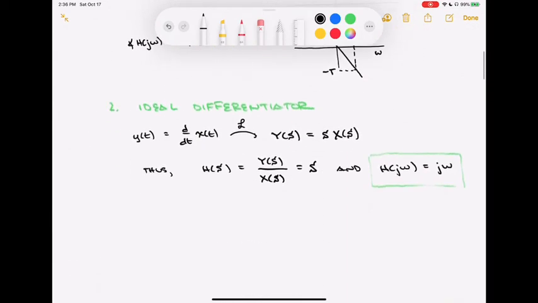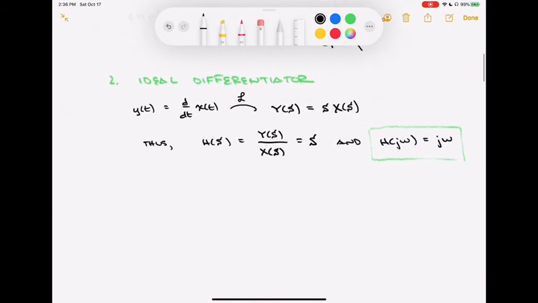If I look at an ideal differentiator, this will be my second example. An ideal differentiator has an output y that is just going to be the time derivative of the input. Again, I want to find the transfer function, so I Laplace transform that. That gives me the expression Y(s) = sX(s). The transfer function H is just the ratio of output to input, and so that's going to be s. For the frequency response, you let s equal j omega, so H(j omega) equals j omega in this case.